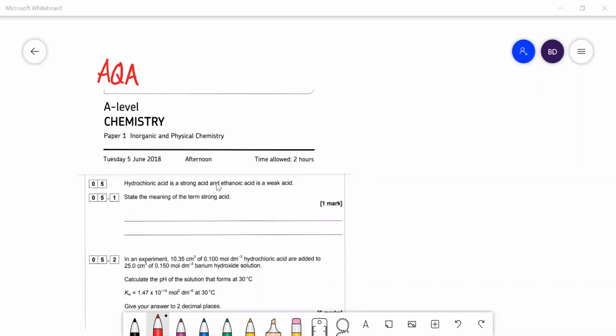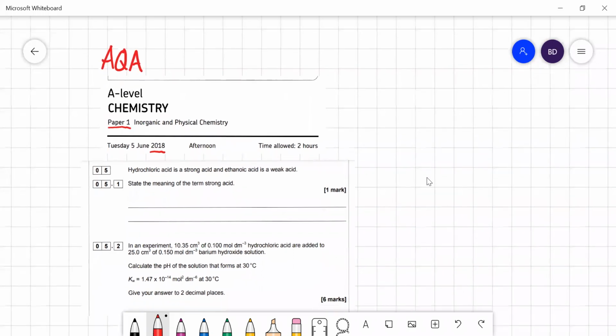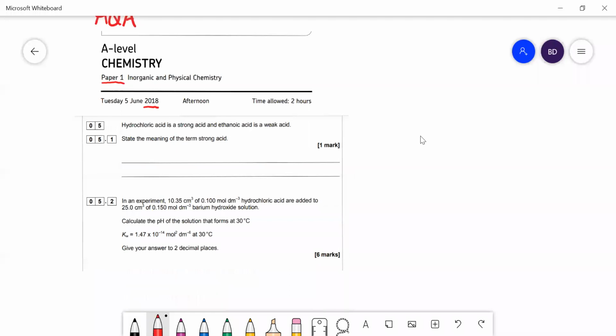This is the second part of the walkthrough of the AQA 2018 A-level chemistry paper 1. Okay, so hydrochloric acid, question 5.1, is a strong acid. State the meaning of the term strong acid. All you have to say is complete dissociation or complete ionization.